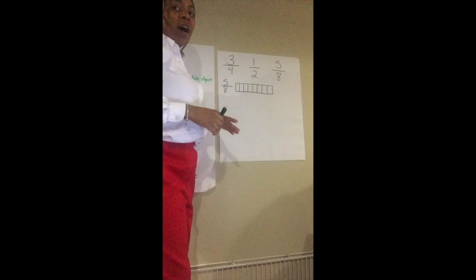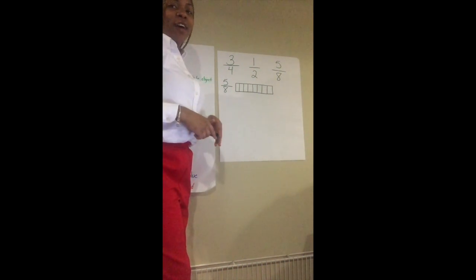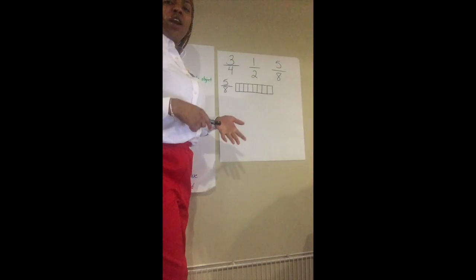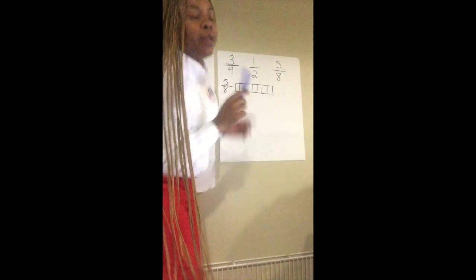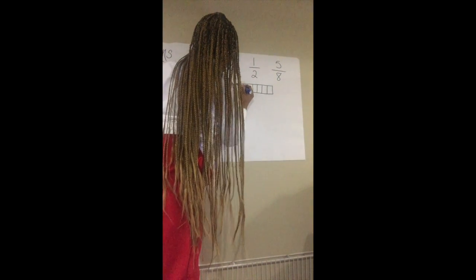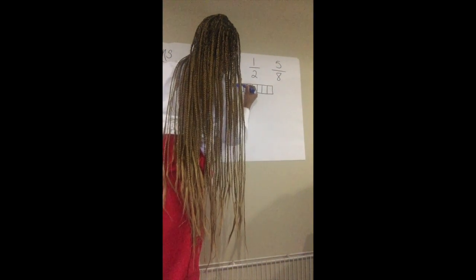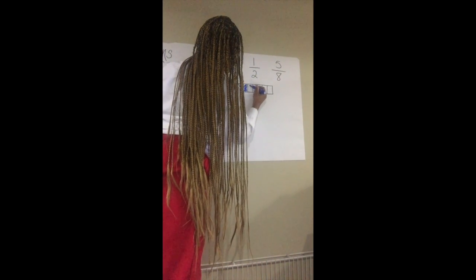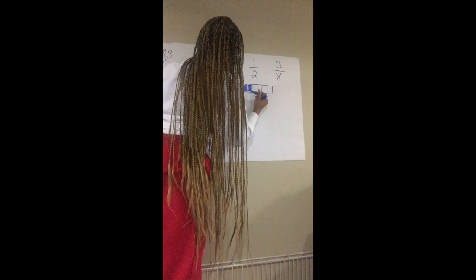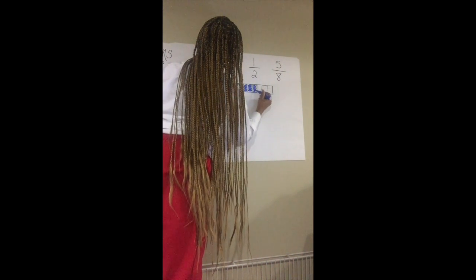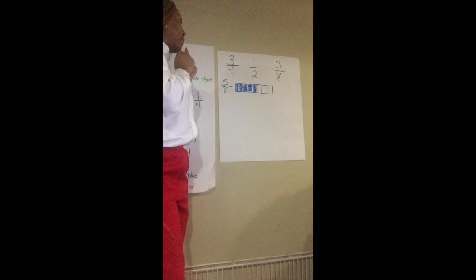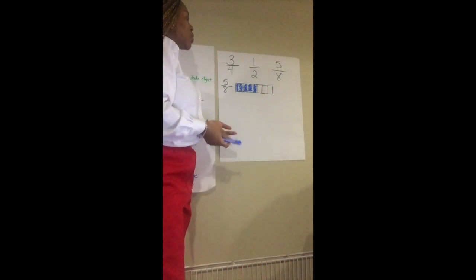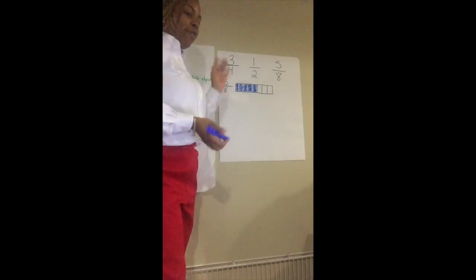So let's color in 5. Or you can just put in a different color over your 5. I'm going to color mine blue. 1, 2, 3, 4, and 5. And there we have it, 5/8. Now I'm going to move on to our second greatest fraction, which is 3/4.